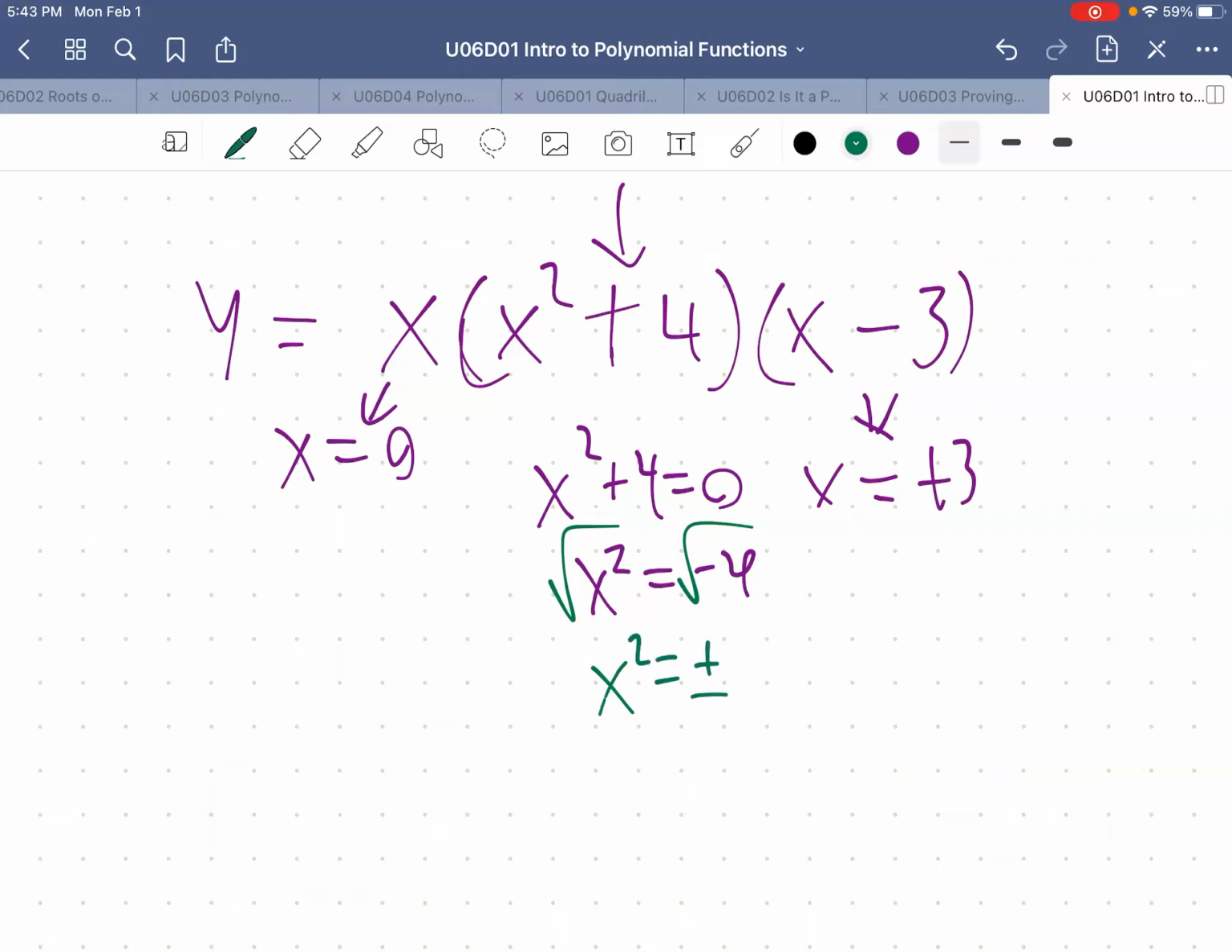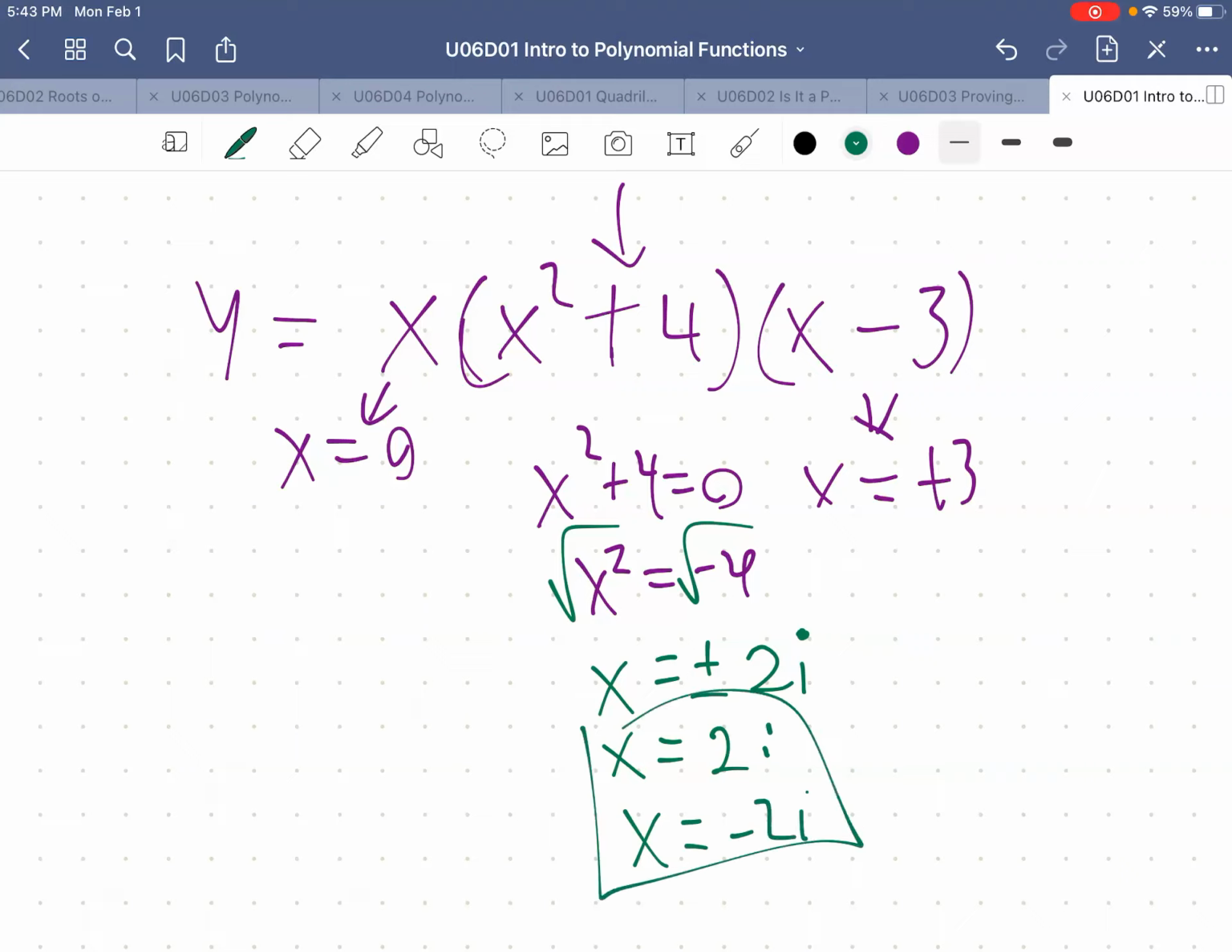And we get the square root of negative 4 is 2i, as we should remember from last term. So that means, oh, whoops, I wrote an extra square here. I took the square root. There shouldn't be a square there. We get x equals 2i and x equals negative 2i. These are imaginary numbers and wouldn't appear on the graph.